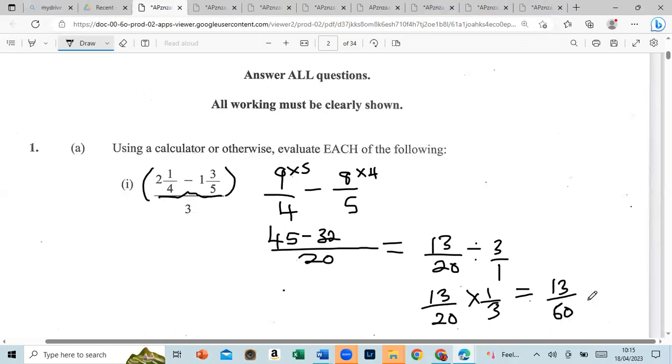And that will give us 2 or 3 marks depending, that's CSEC. That's how they are, guys.